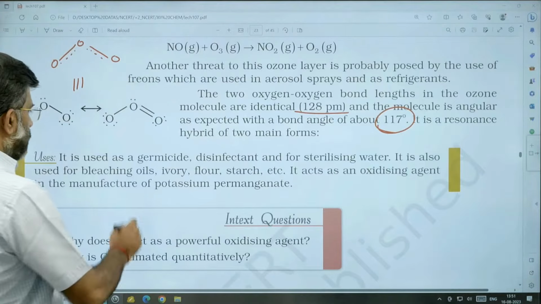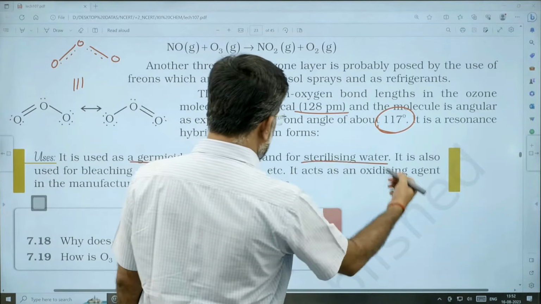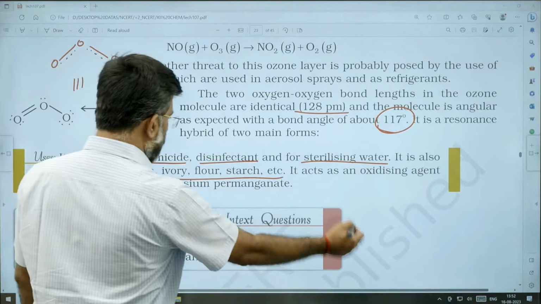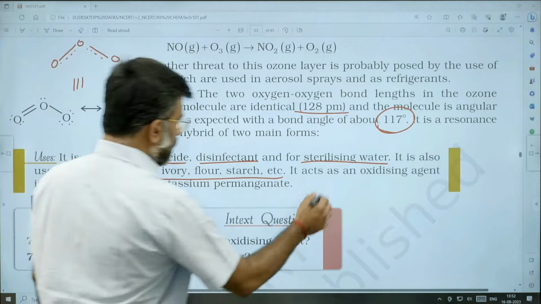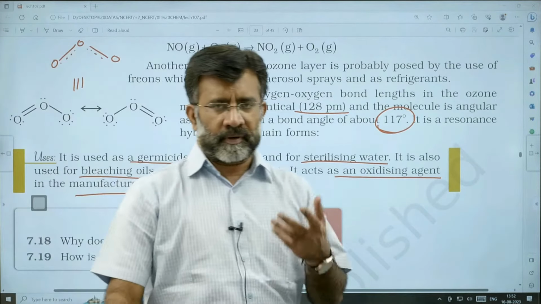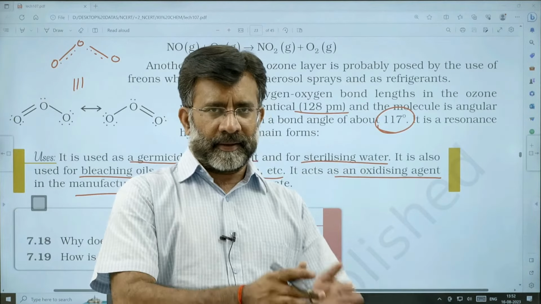It is used as a germicide, disinfectant, for sterilizing water, bleaching oil, ivory, flour, starch, and acts as an oxidizing agent in the preparation of potassium permanganate. We are going to discuss the potassium permanganate preparation in the next chapter.